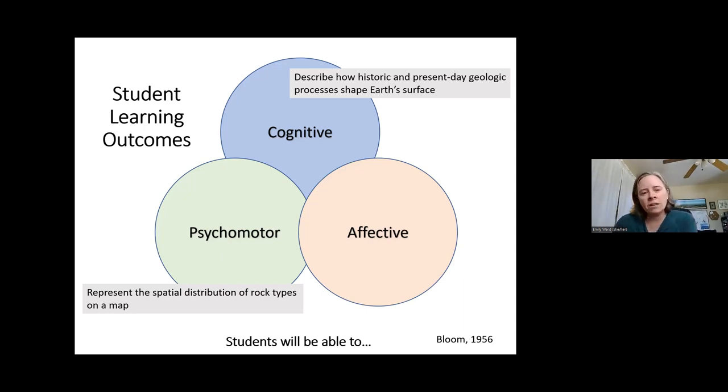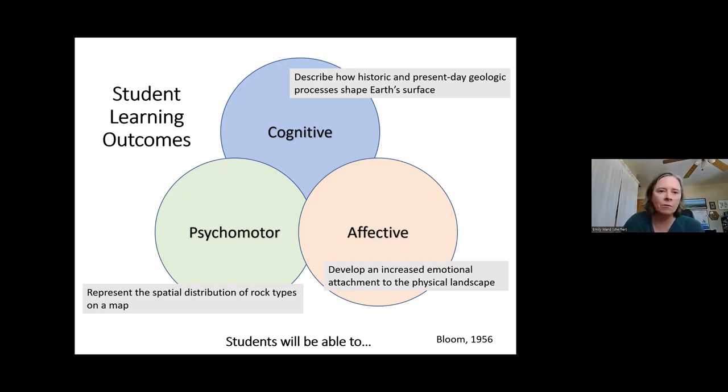And then we have the third type of learning domain, the affective domain, and that's really looking at students' emotions and feelings, their confidence in something. And so maybe that outcome would read differently. Maybe I'm interested in designing a lesson that gets students to have an emotional attachment to a particular place. So outcomes can target different domains, and so they might have different language associated with them.